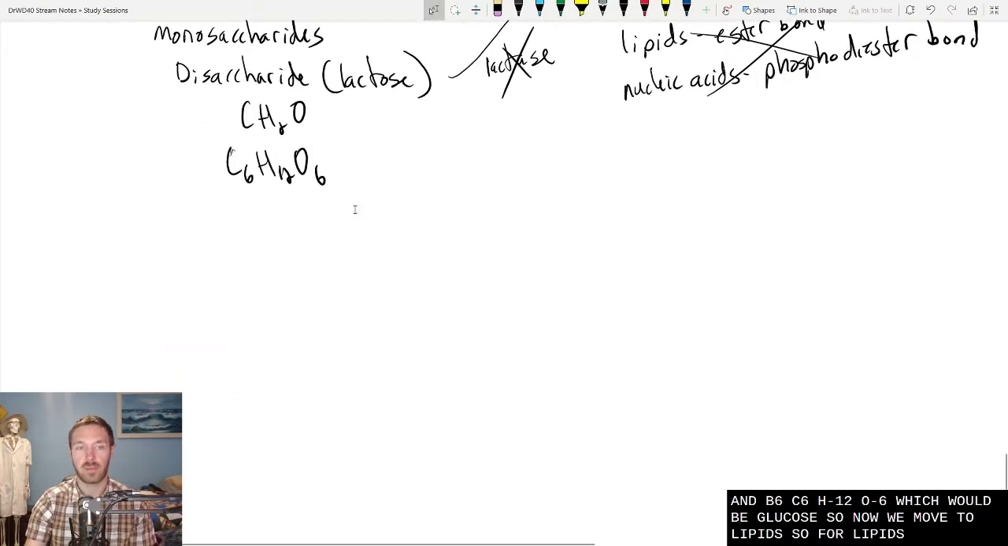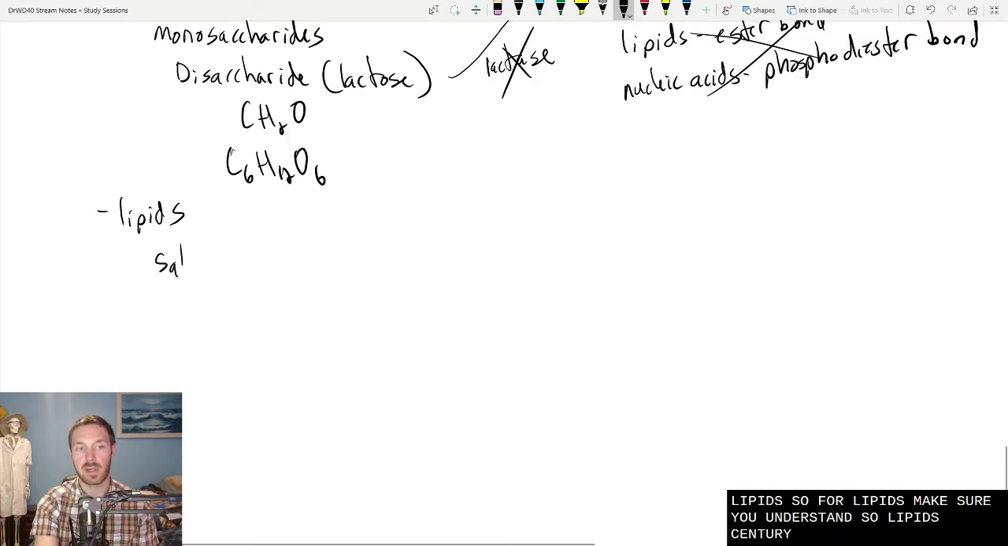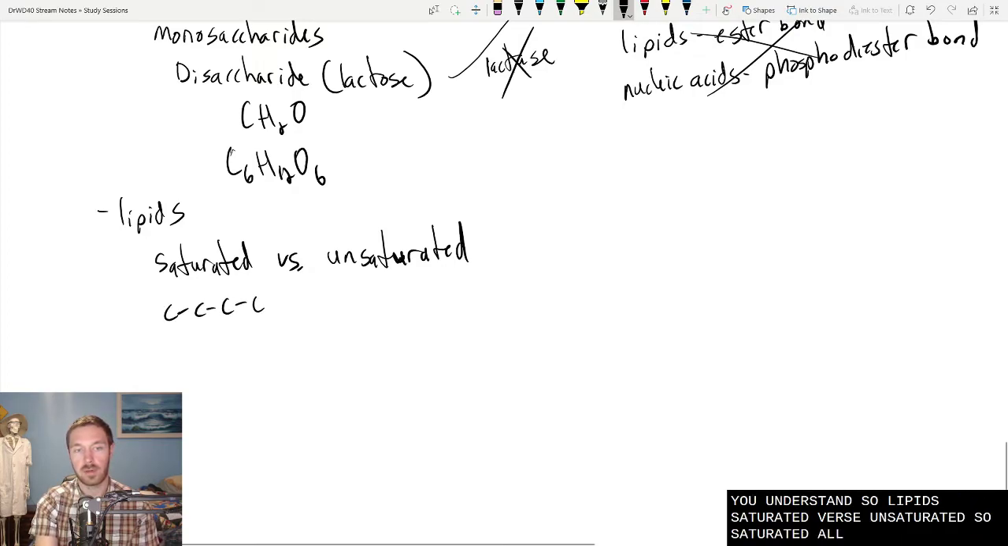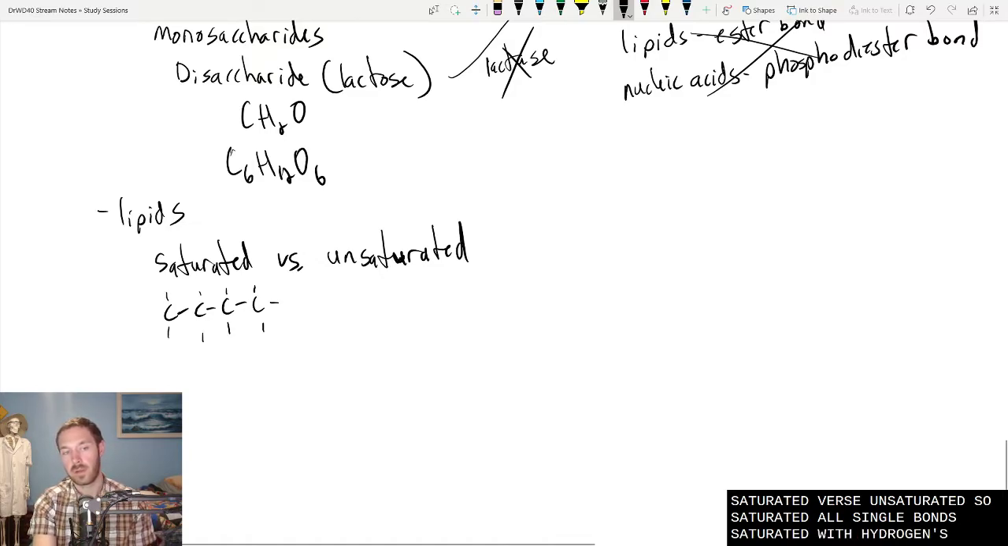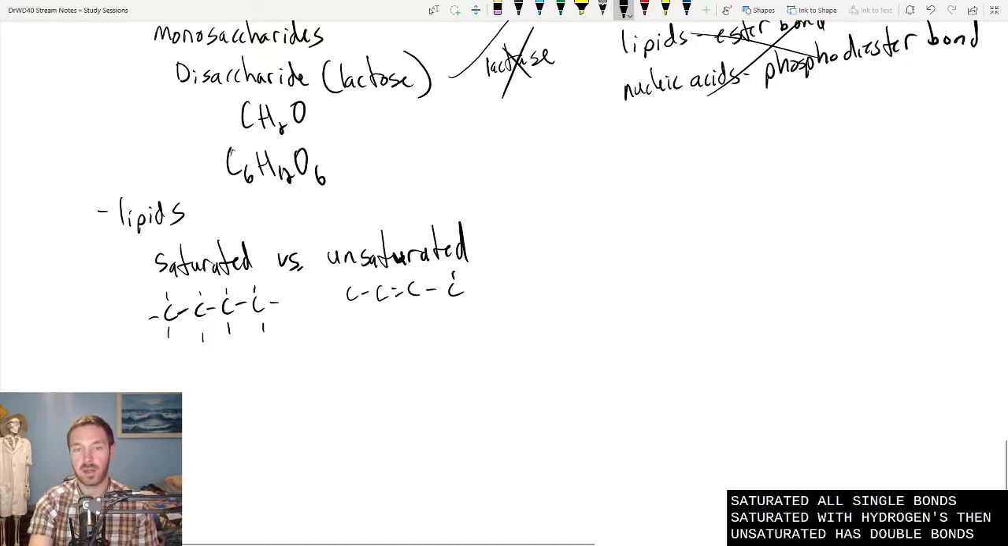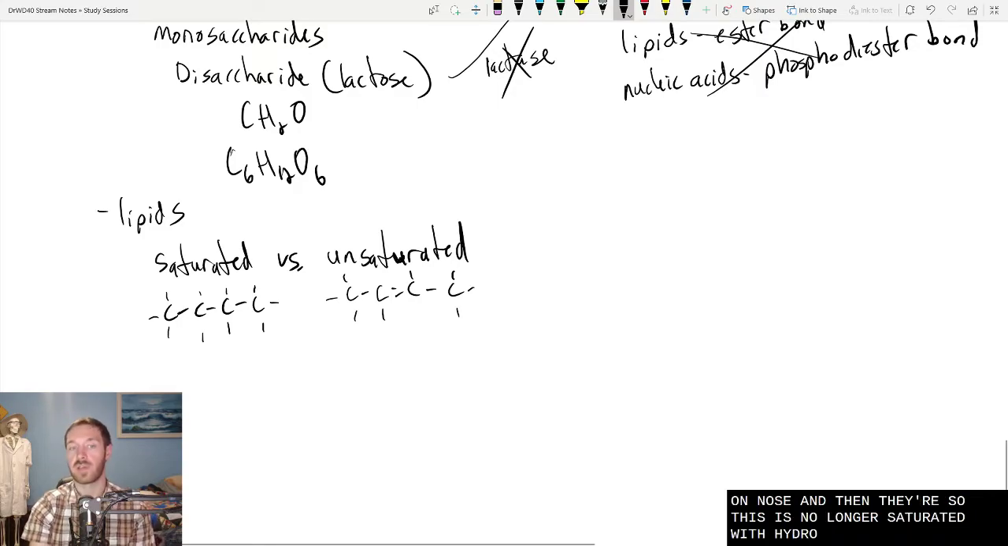For lipids, make sure you understand saturated versus unsaturated. So saturated, all single bonds saturated with hydrogens. Then unsaturated has double bonds. So let's just draw a double bond in the middle. Now hydrogen's there, so we're missing a hydrogen there and a hydrogen there. So no hydrogens on those. So this is no longer saturated with hydrogens, hence its name.